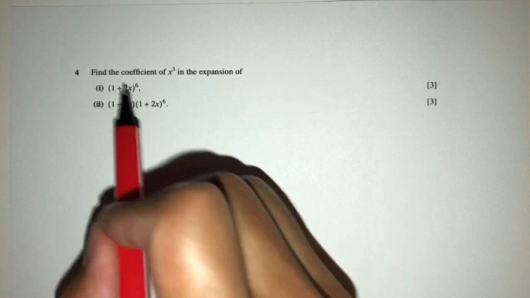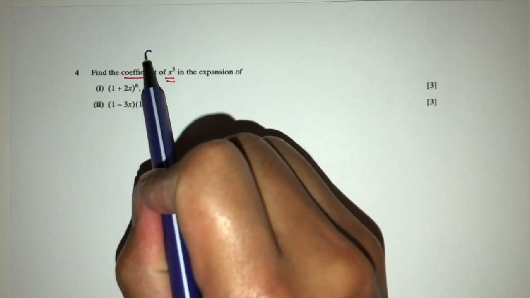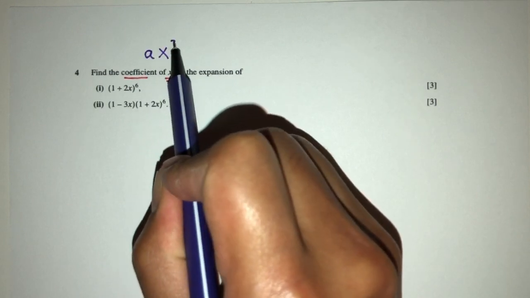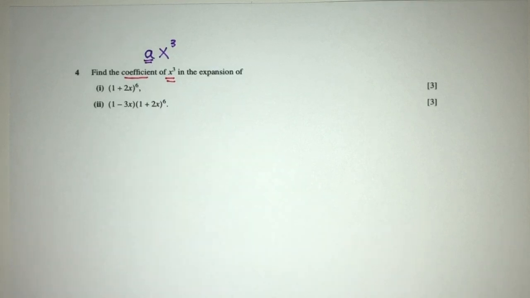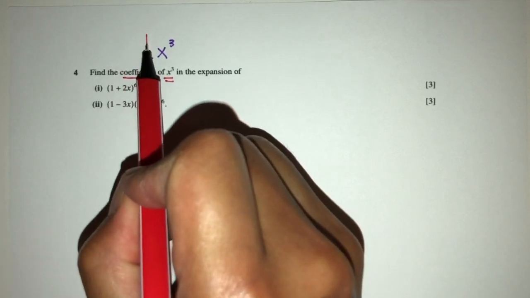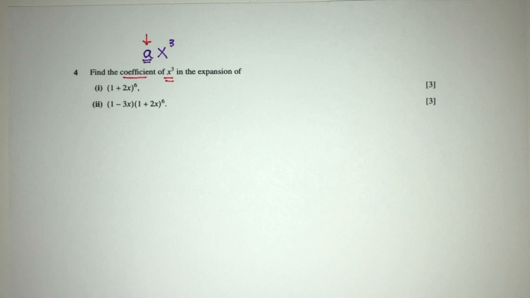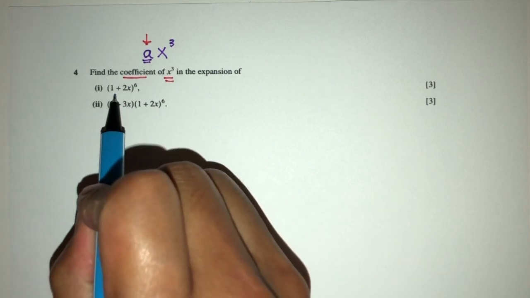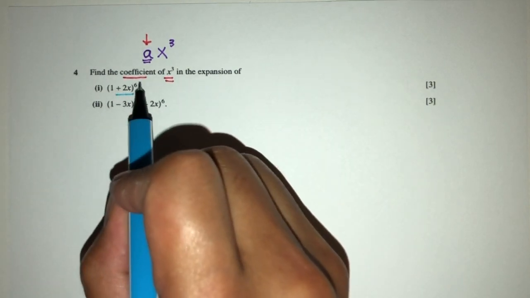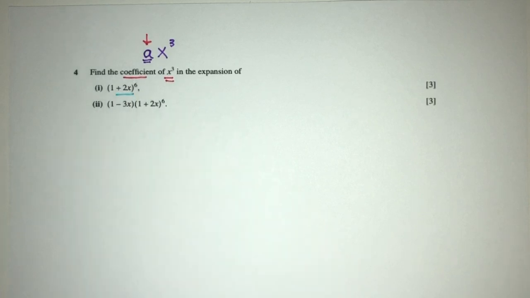So here we have to find the coefficient of x cubed. Now we understand that the coefficient is simply the value in front of the x cubed. So we have to find a, for example, in this case. Let's do this. Now for this one, how would you find this? Normally we know how to expand this function or expression. So it is a binomial expansion. Again, this formula is given to you as well. We have to know.